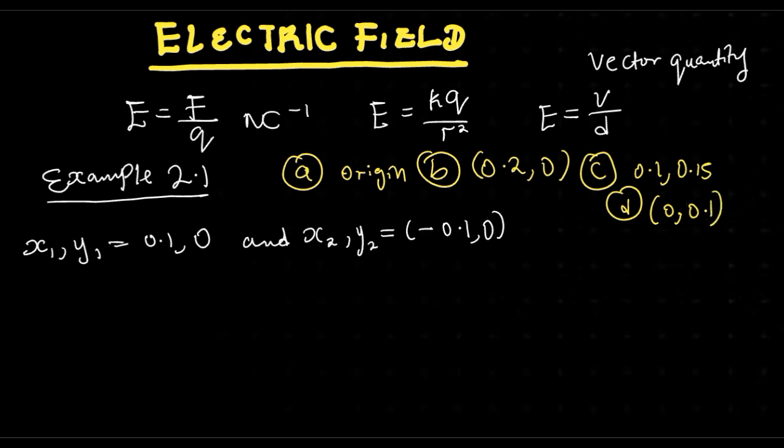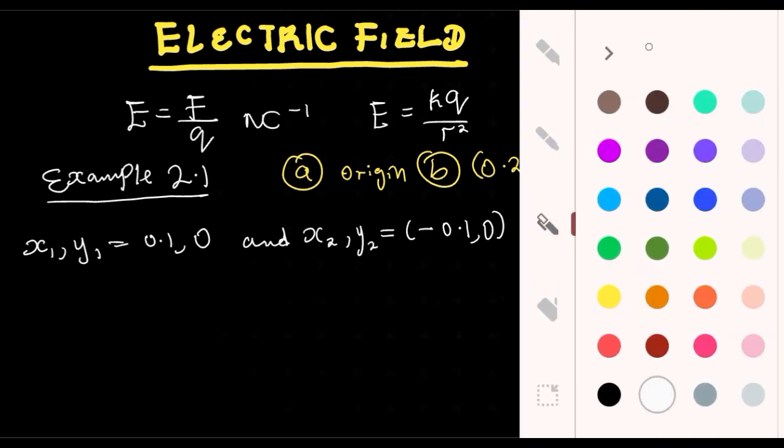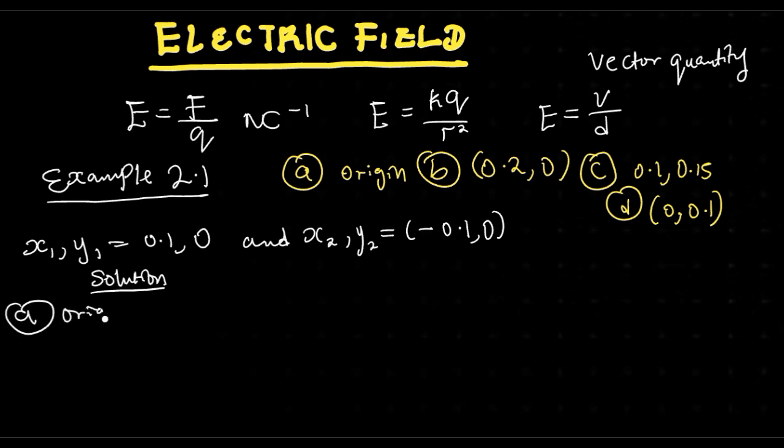In solving this, it is very important to understand the coordinate system that we have learned in secondary school. So first of all, let's start from A. We like saying solution so that we differentiate the problem from the solution. So A says origin. What do we mean by the origin? Origin means 0, 0. So first, these are the coordinates that have been given to us in the question.